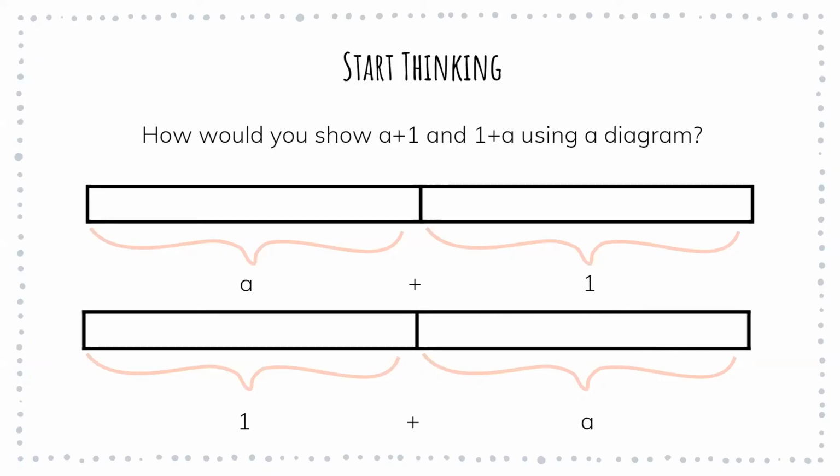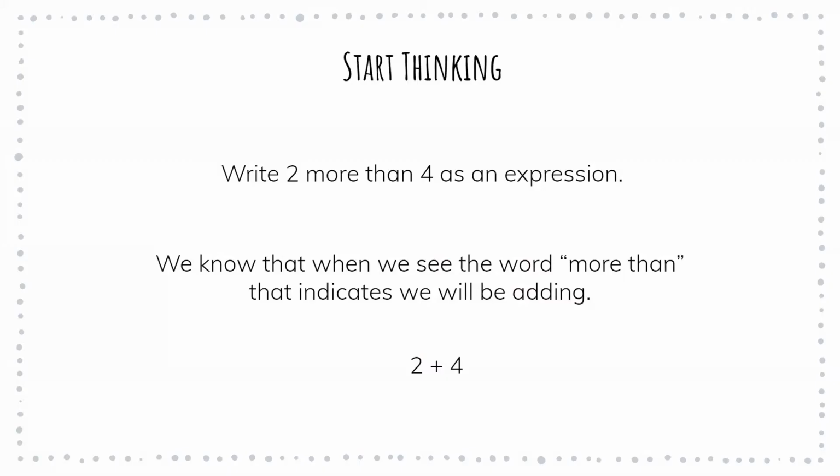So then moving on to our next question in our start thinking, it was write 2 more than 4 as an expression. So we know that when we see the word more than, that indicates we will be adding. So in this instance, we will be adding 2 plus 4, and then that will give us the answer of 6. So the expression was 2 plus 4 because there's 2 more than 4, so then the answer was 6. So 2 more than 4 equals 6. We can check that by doing 6 minus 2, which gives us the answer of 4 as well.